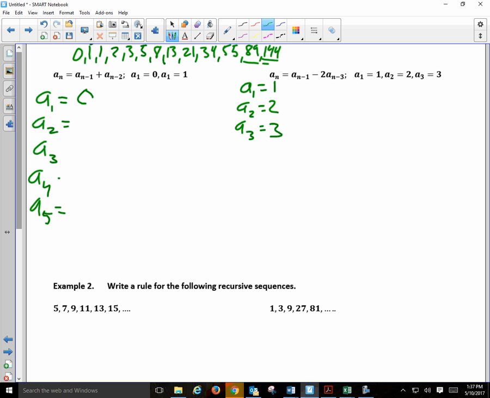Order matters to me. A sub 1 is 1, a sub 2 is 2, a sub 3 is 3. How do I find a sub 4? What do I do? A sub 3, a sub 1. Okay, so I take a sub 3 plus 2 times a sub 1. So that would be 3 minus 2 times 1, which is 1.